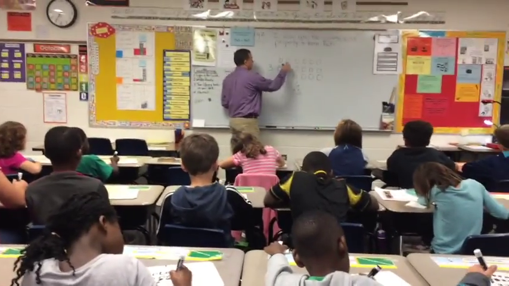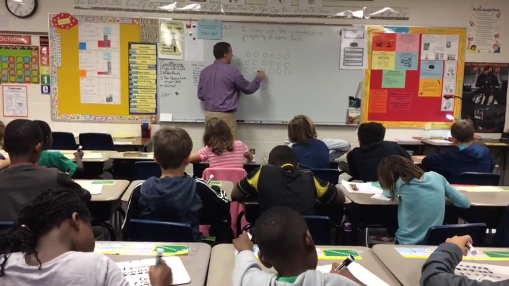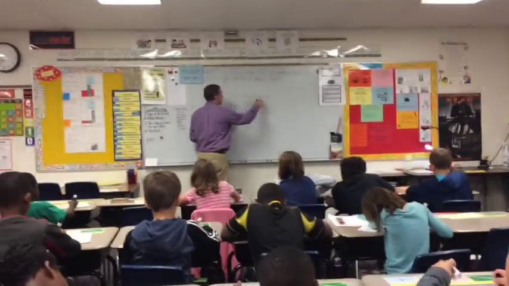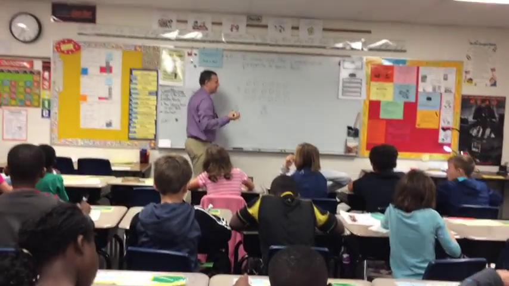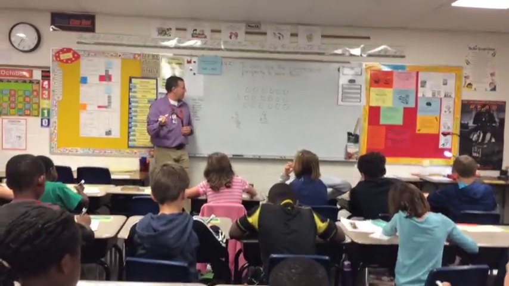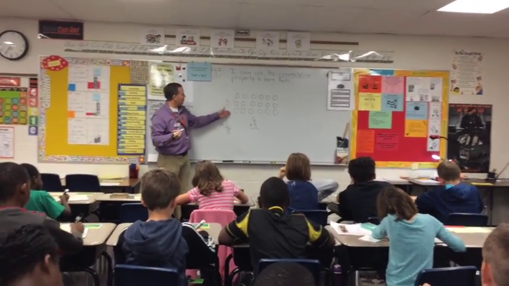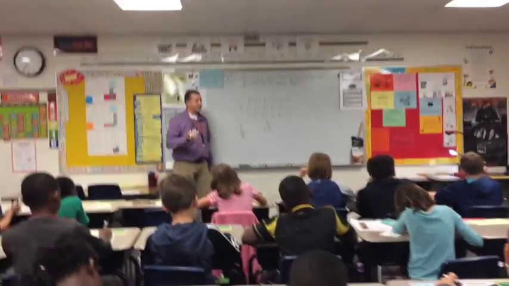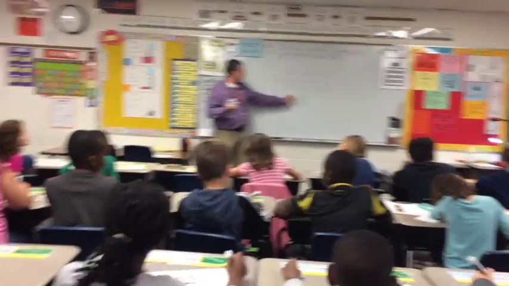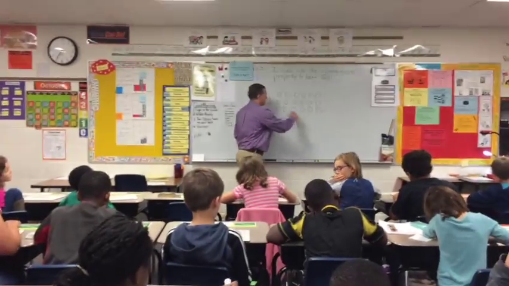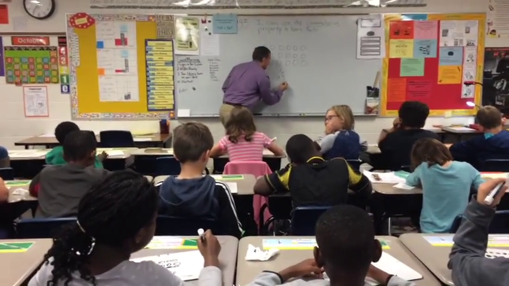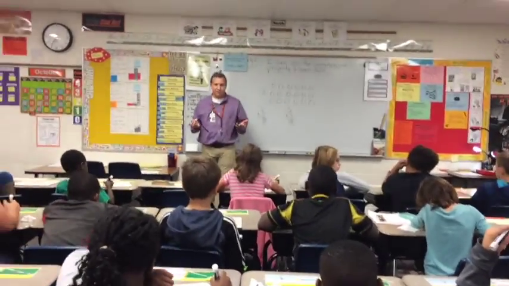1, 2, 3, 4, 5, 6, 7, 8, 9, 10, 11, 12, 13, 14, 15, 16, 17, 18. So I have 18 dots in my 3 by 6 array. So it's 3 going down, 6 going across. 3 times 6 is 18. 6 times 3 is 18. So that's how it works.